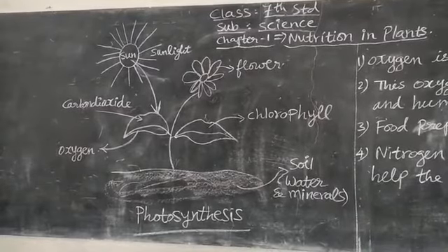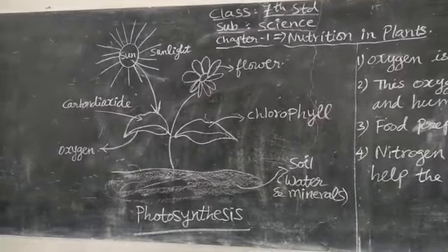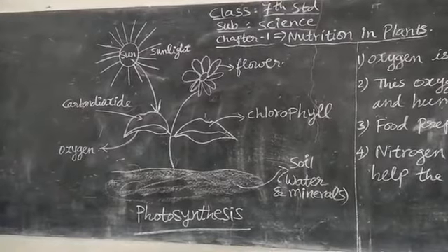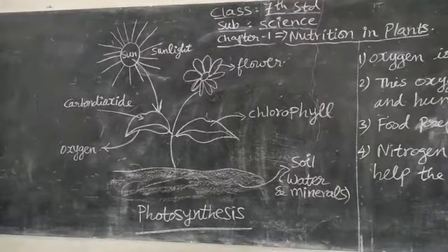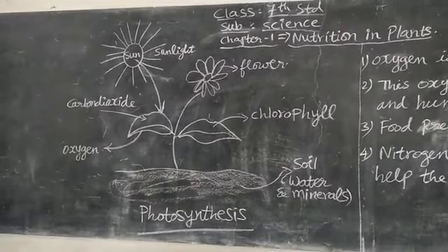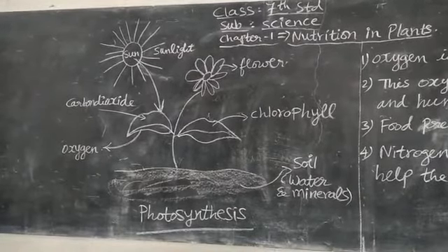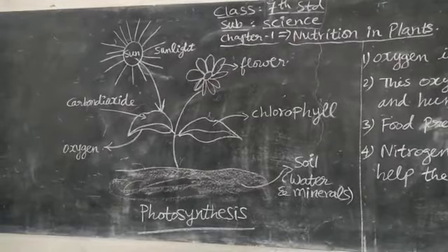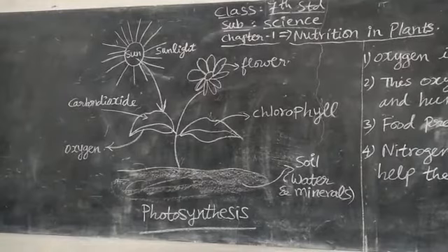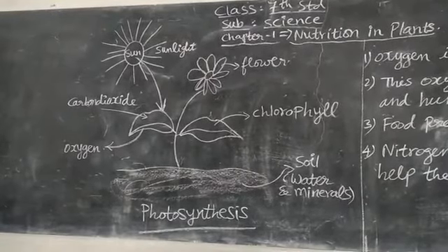The leaves contain green pigment that is called chlorophyll. It is written there, see. And sunlight is there. The sun is giving light. That light is falling on the plant. The leaves absorb sunlight. That is the meaning.